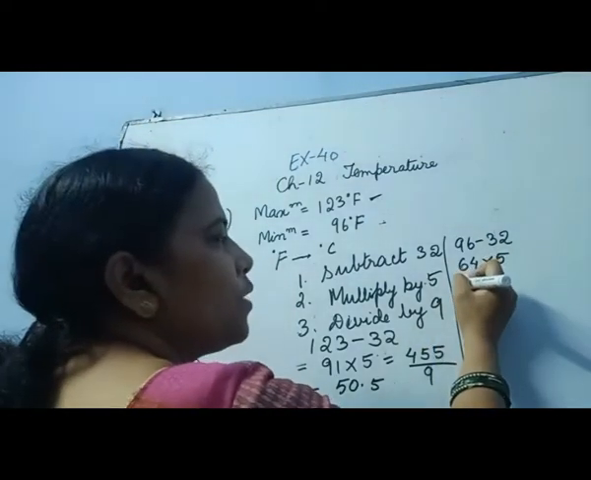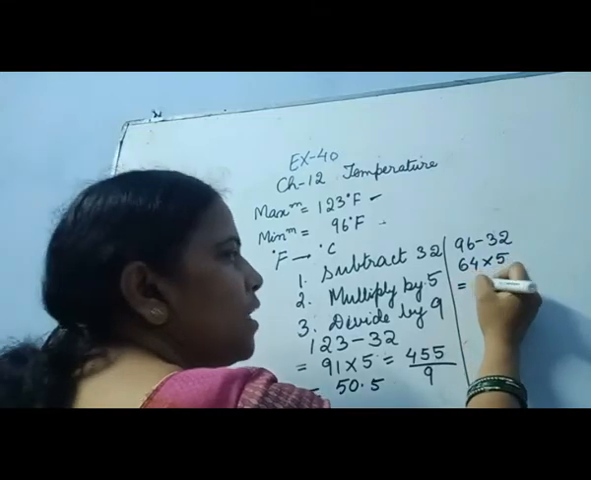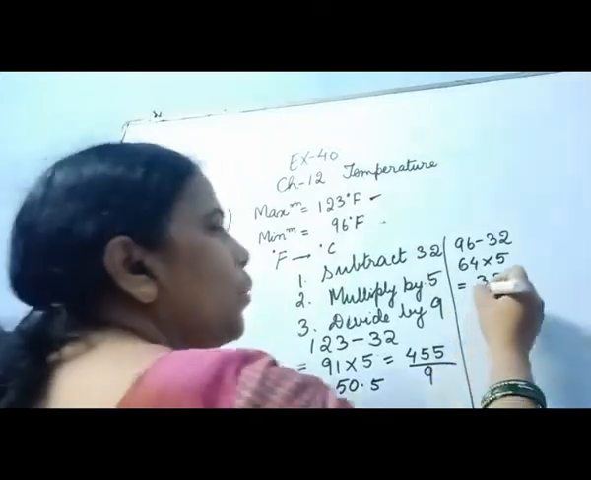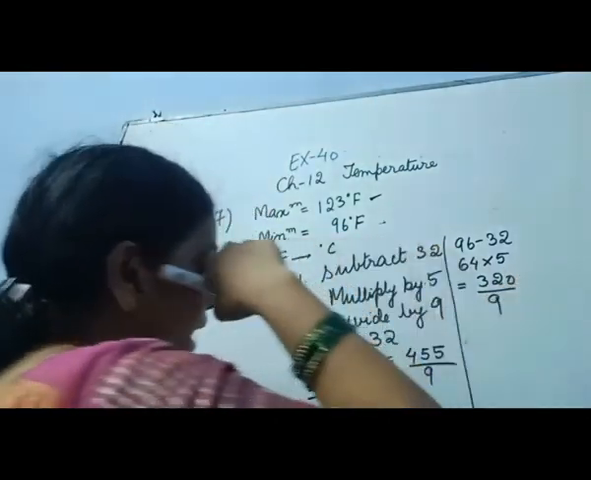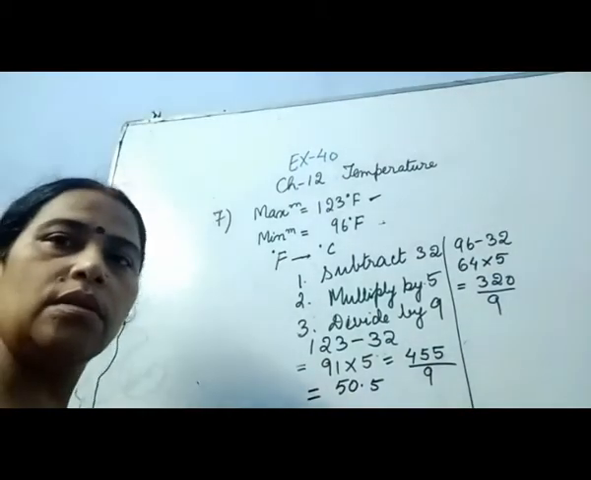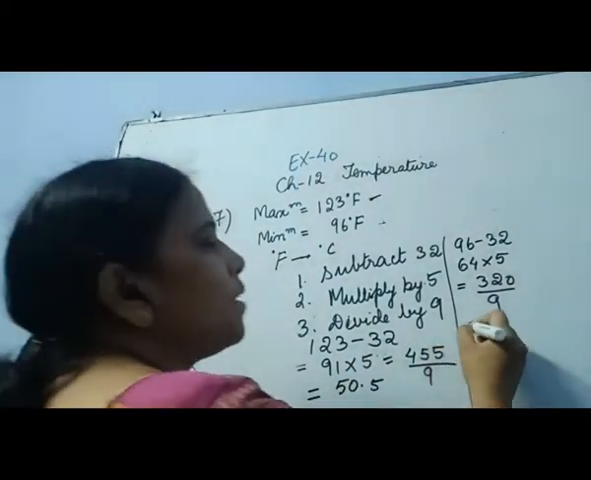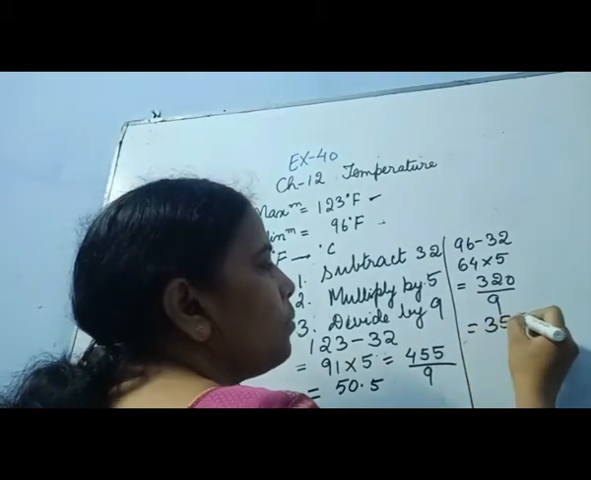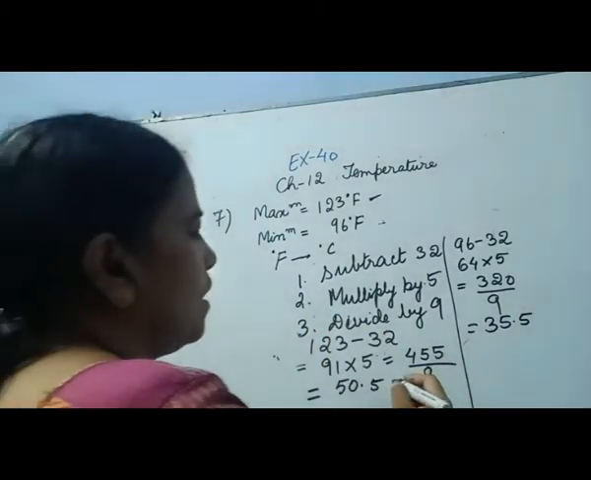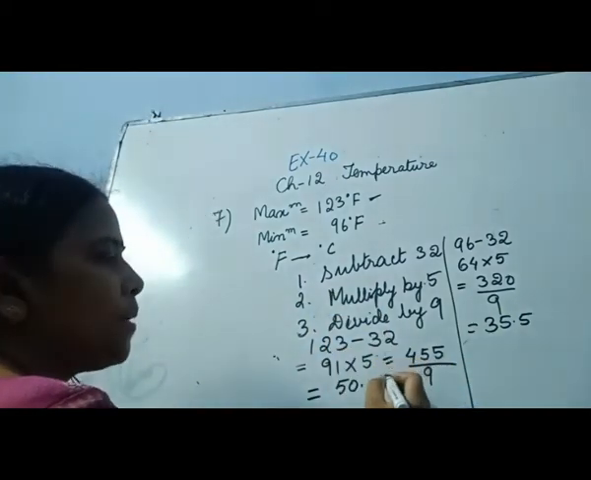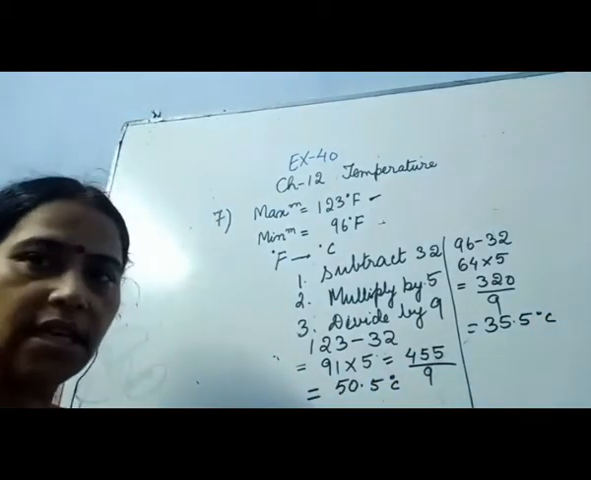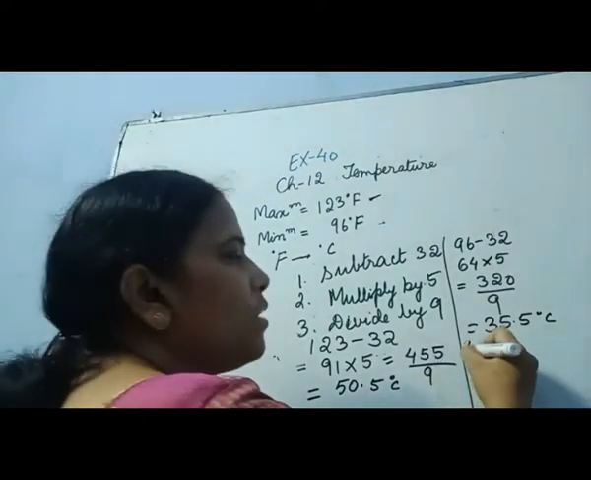How much are we going to get? We will get 320. And then this 320 we are going to divide by 9. So we are going to get 35.5. This we have got as the maximum temperature in degrees Celsius, and this we have got as the minimum temperature in degrees Celsius. Now we have to find out the difference.